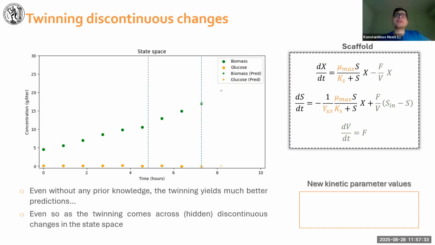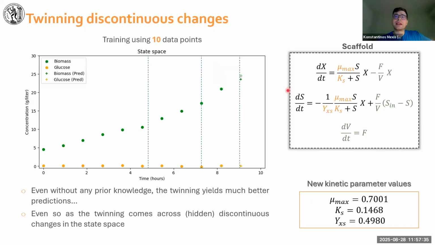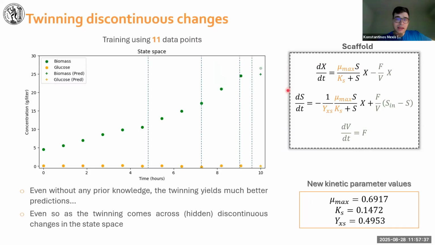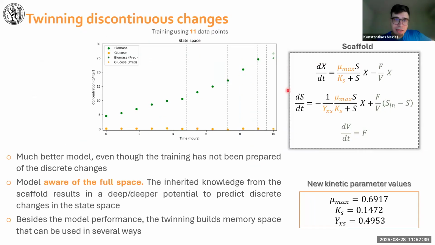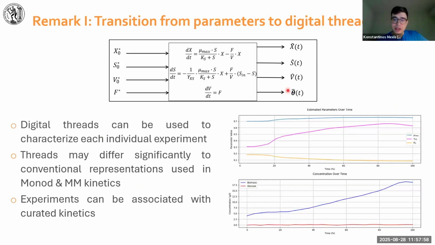Okay, so we see how the predictions and the training go. And finally, we see that we get a much better model, and the model is aware of the full space. The inherited knowledge from the scaffold results in a deeper potential to predict discrete changes in the state space. Besides that, the twinning builds memory space that can be used in several ways. So we have two main remarks.